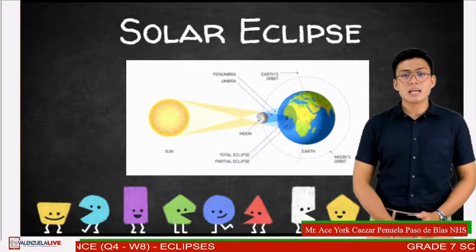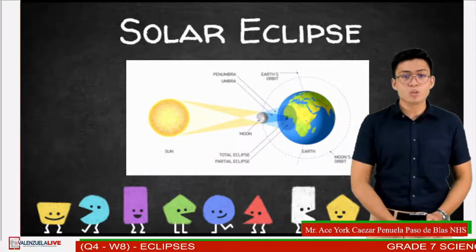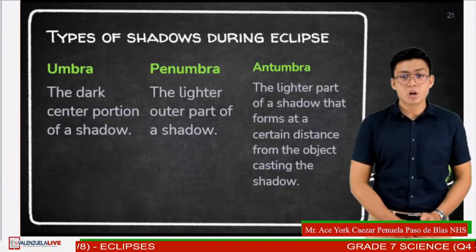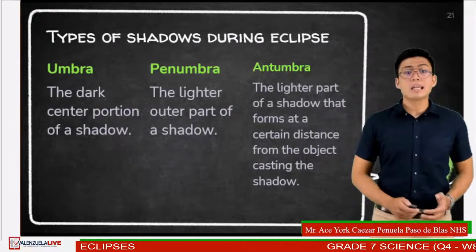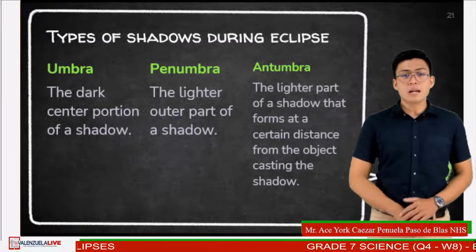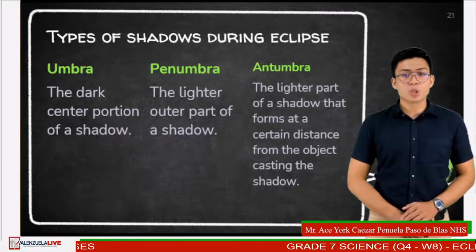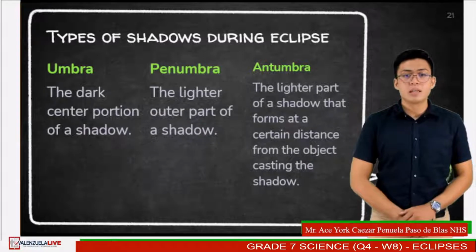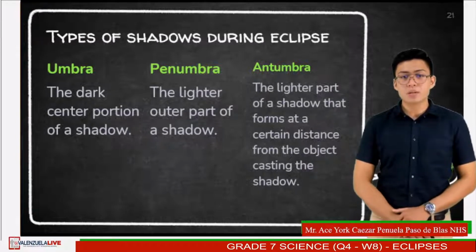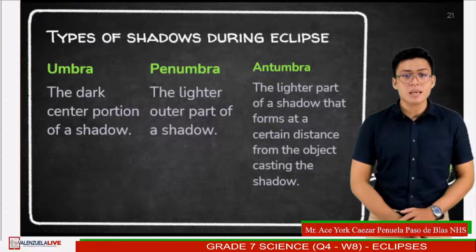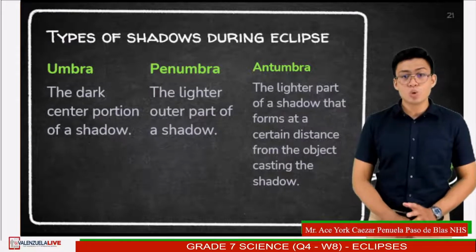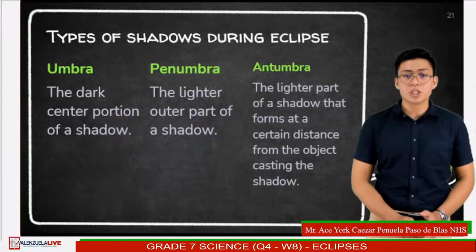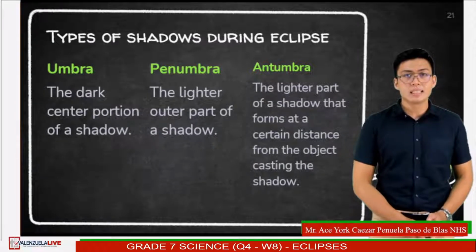Now, let us discuss the different types of shadows that are produced during eclipse. These are umbra, penumbra, and antumbra. Umbra is the dark center portion of a shadow of an eclipse. Next is penumbra. It is the lighter outer part of a shadow during eclipse. And the last one is antumbra. It is the lighter part of a shadow that forms at a certain distance from the object casting a shadow.